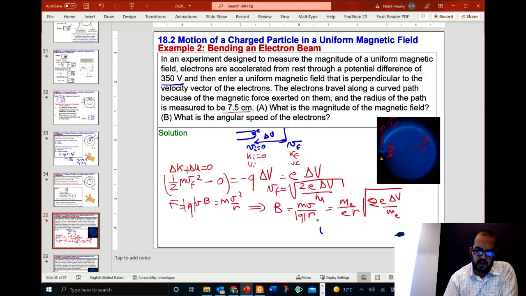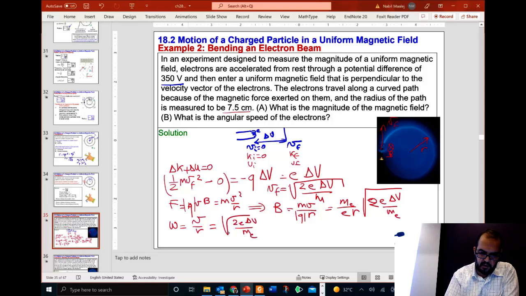Okay, what is the angular speed? The angular speed is omega, and we said omega is v over r. Since we have v and we have r, we can determine omega. So v over r will be the square root of 2e delta V divided by the mass of the electron, divided by r. I think this is the easiest.